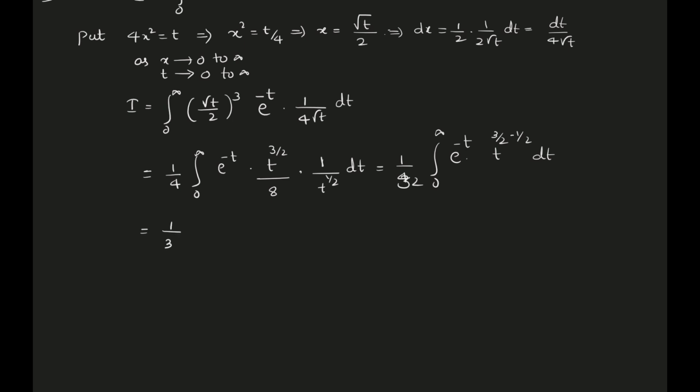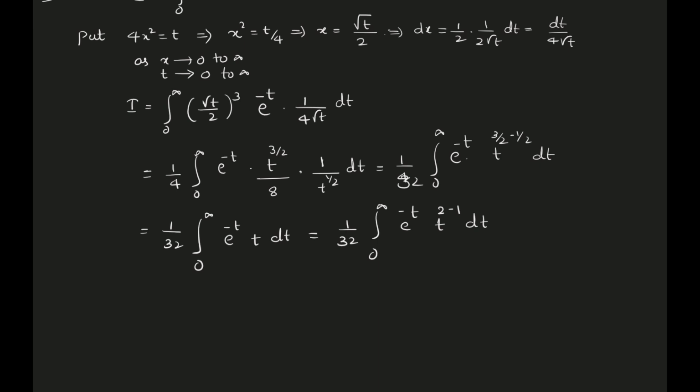Therefore, it is 1 by 32 integration from 0 to infinity e raised to minus t, and here 3 by 2 minus 1 by 2. Bases are the same, and the denominators are the same. Okay, 3 minus 1 is 2, 2 by 2 is 1. So t to the power 1 dt. But I want to convert it into a standard form. So I will write it as integration from 0 to infinity e raised to minus t, t to the power 1 can be written as t to the power 2 minus 1 dt. We can write it like this, since 2 minus 1 is again 1. No change in your original integral.